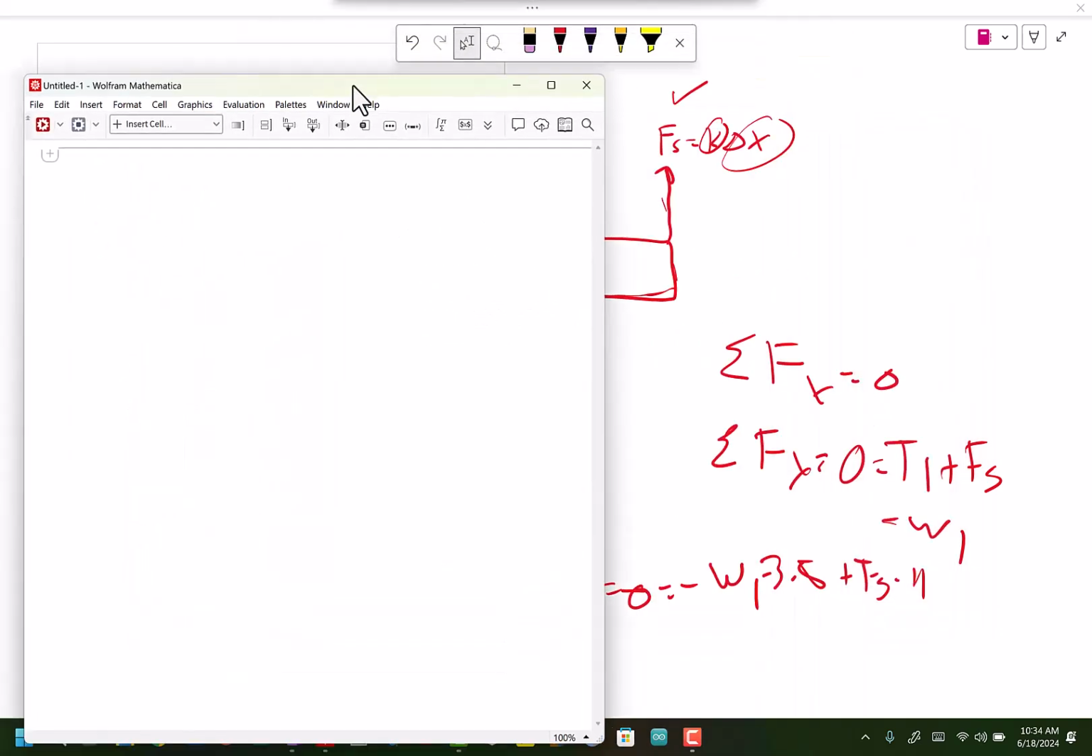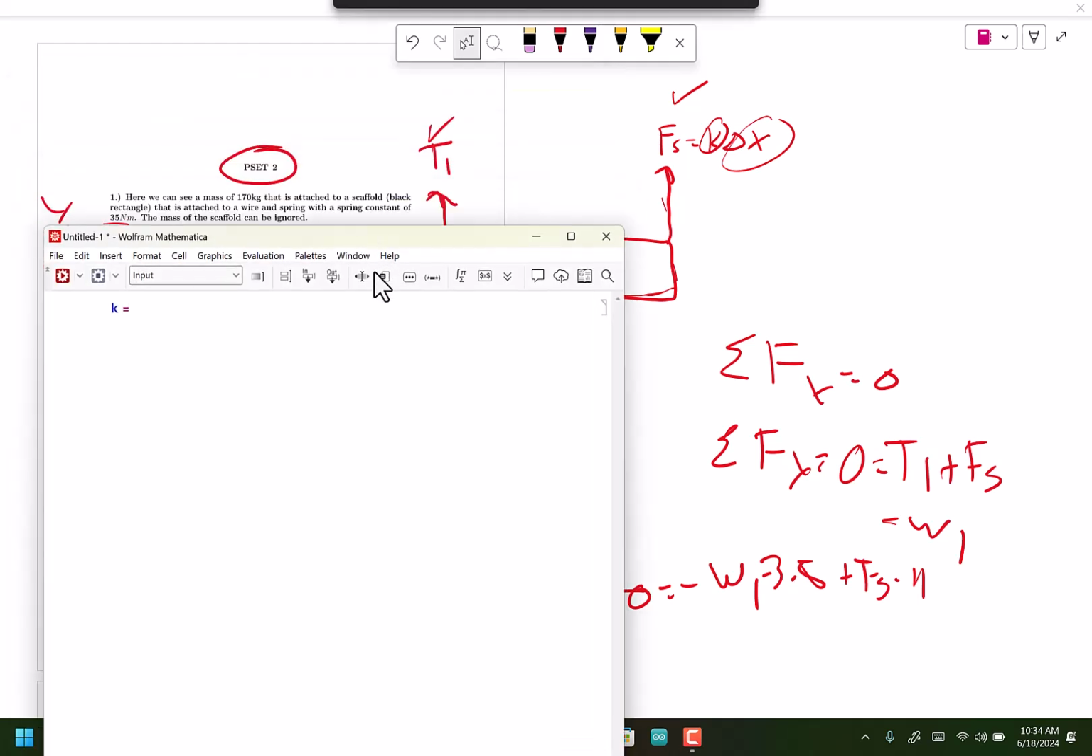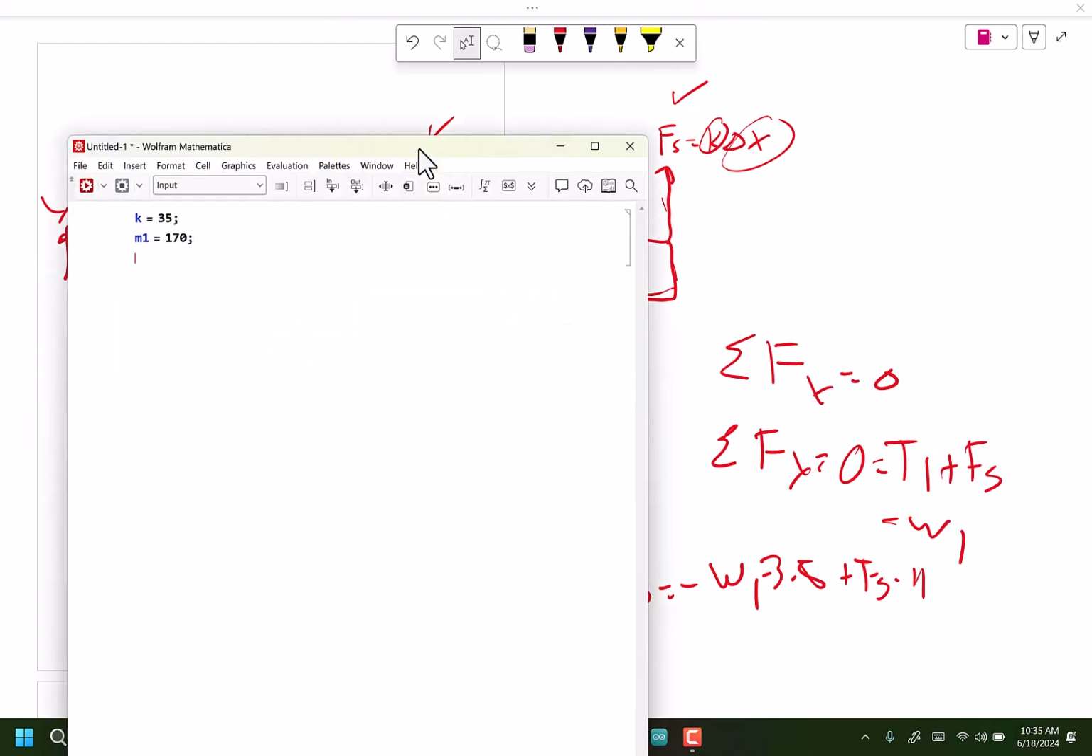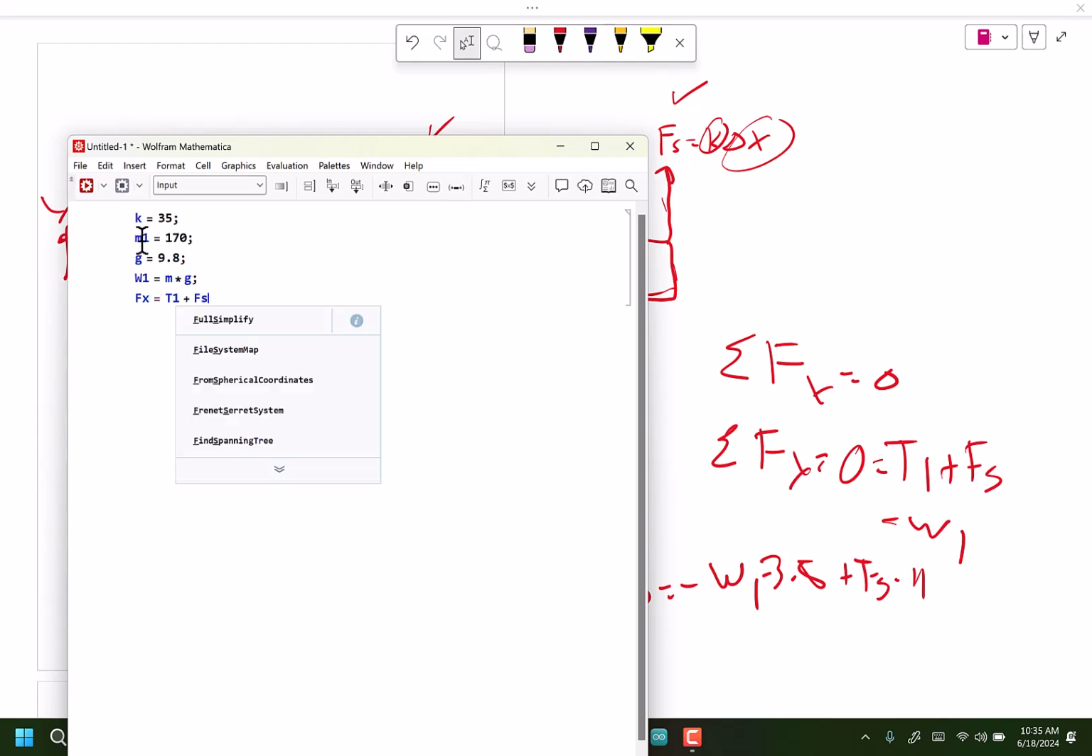2 equations, 2 unknowns. So I'm going to say that K is equal to what? K is equal to 35. Mass 1 is equal to, I think, 170 kilograms. Yep. Weight 1 is equal to m, and then I'm going to define g here as well. G equals 9.8, m times g, and then we have Fx equals T1 plus Fs, and actually let's define Fs too. Fs equals k times del x.